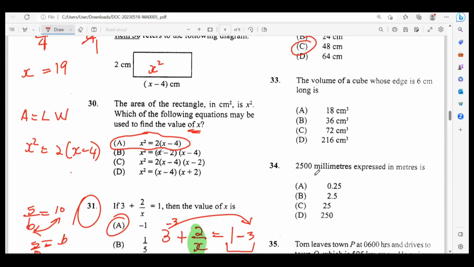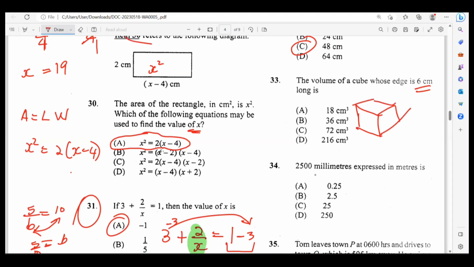The volume of a cube, we got this as well. The edge is 6. So they want to know the volume. So I could do this again. I always draw it every time I get it. Same question. This one is the same number too, right?